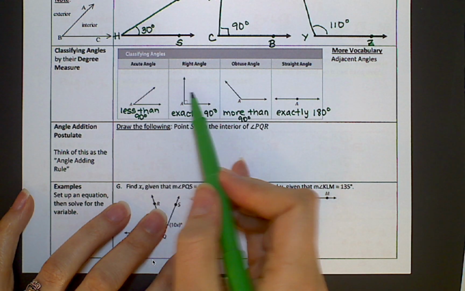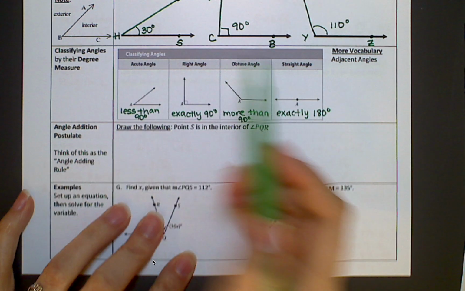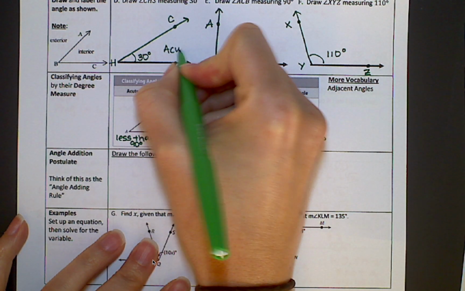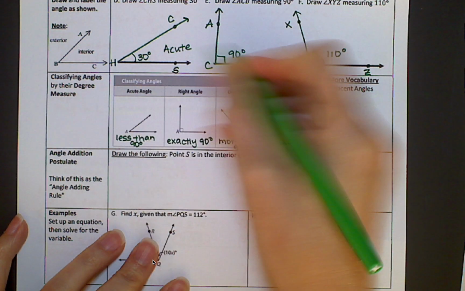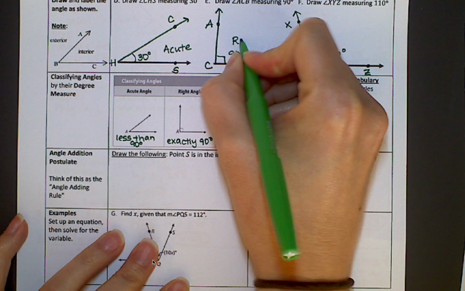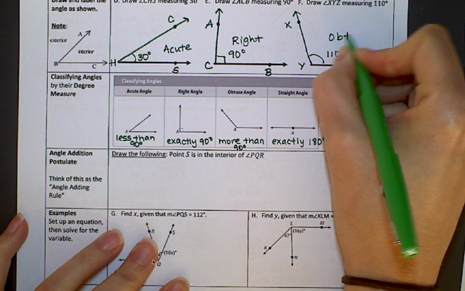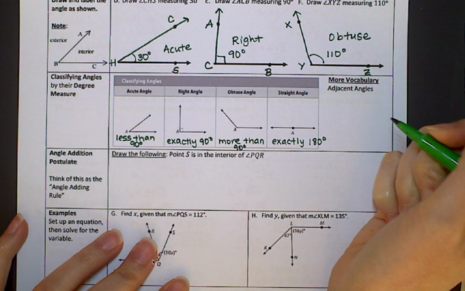So when we look at this, we need to understand that if we looked at the measurement, we'd be able to tell whether it's acute, right, obtuse, or straight. So if we looked at these examples, this would be an acute because it's less than 90 degrees. This would be a right angle because it's exactly 90 degrees. And this would be an obtuse angle because it's more than 90 degrees, okay?